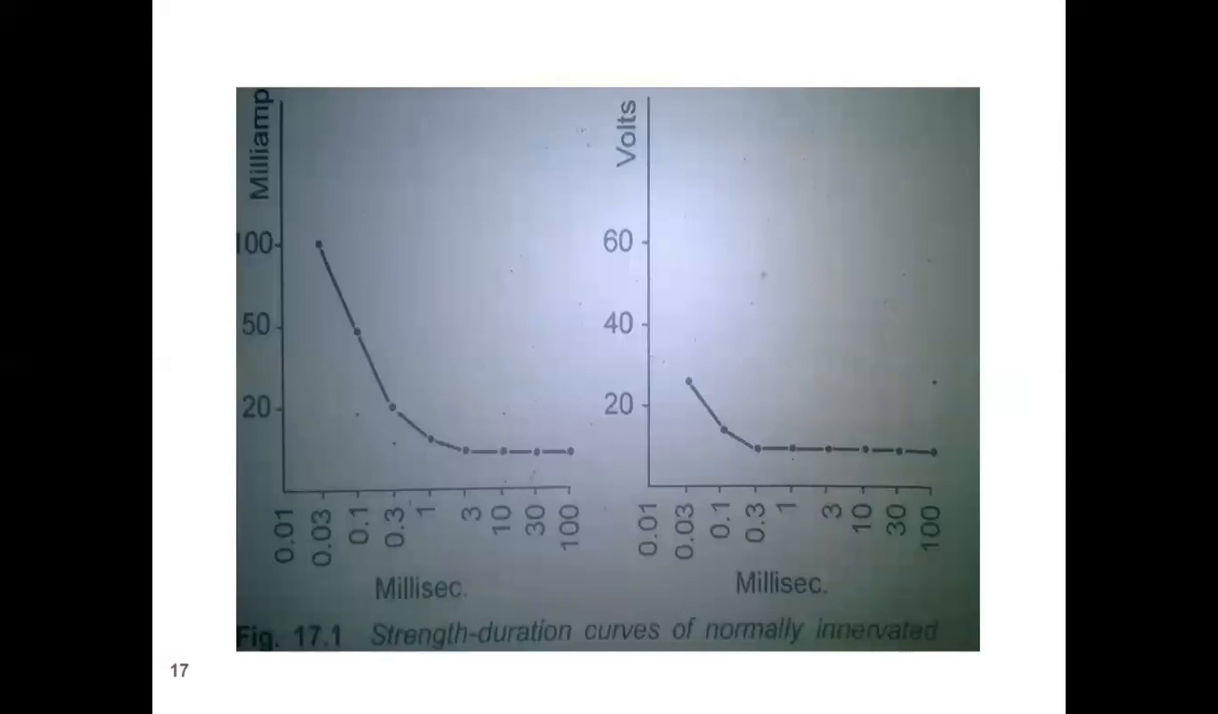Here, as you can see, the graph of a normal innervation. As we can see, there's a parabola.